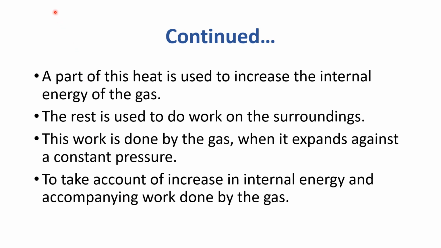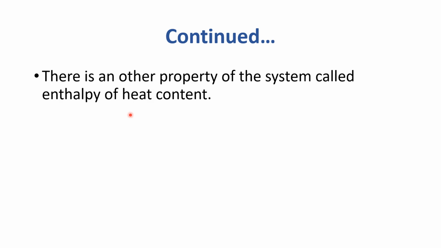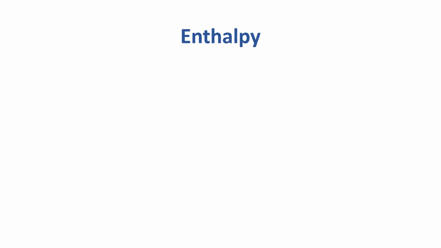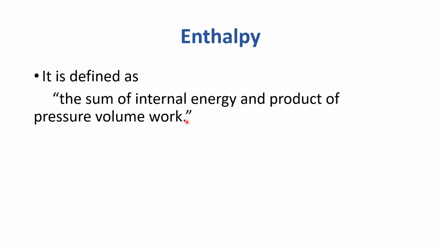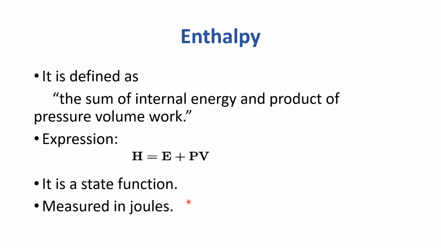So the previous scenario is explained by another property of the system called enthalpy or heat content, and it is represented by H. Enthalpy is defined as the sum of internal energy and the product of pressure and volume. Its expression is H for enthalpy equals internal energy plus PV. It is a state function measured in joules.